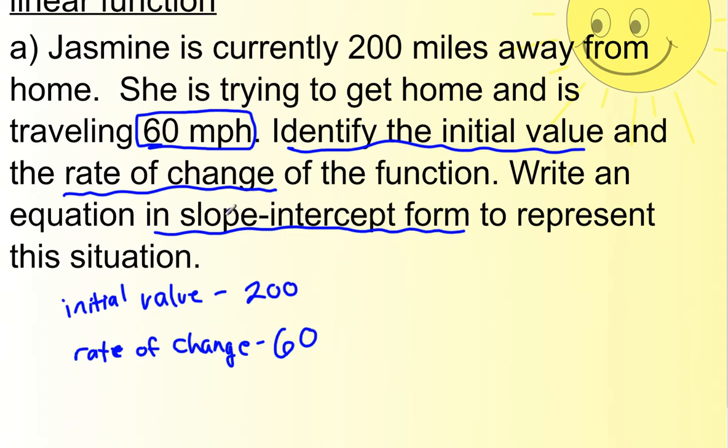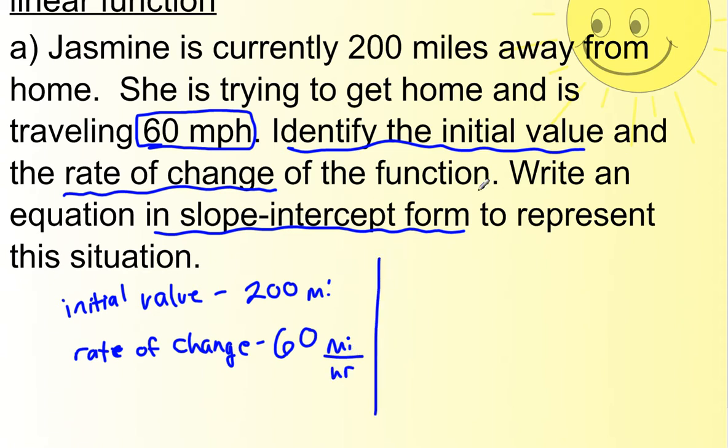All right. So we found the initial value. We've found the rate of change. The initial value is 200. The rate of change, if we're talking about miles, her miles is changing by 60 miles per hour.